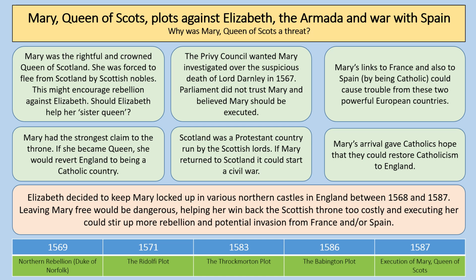So as we've seen, Elizabeth kept Mary locked up in various northern castles in England between 1568 and 1587. Leaving Mary free would be dangerous. Helping her win back the Scottish throne would be too costly, and executing her could store up more rebellion and potential invasion from France and Spain.